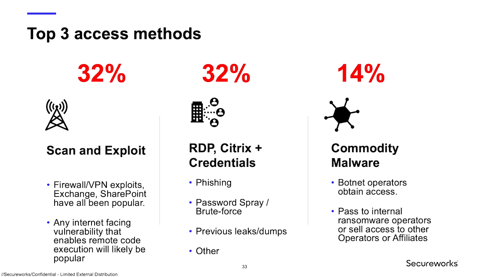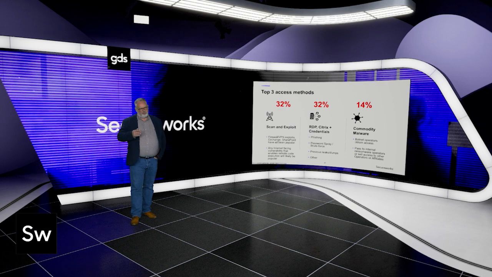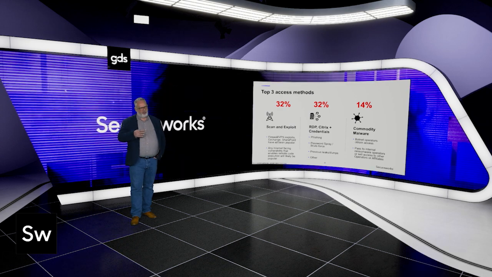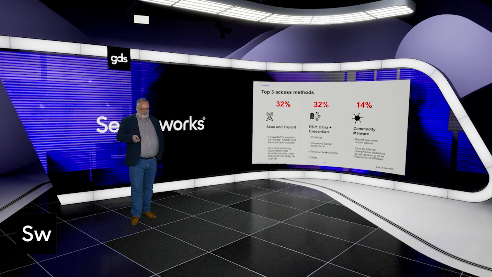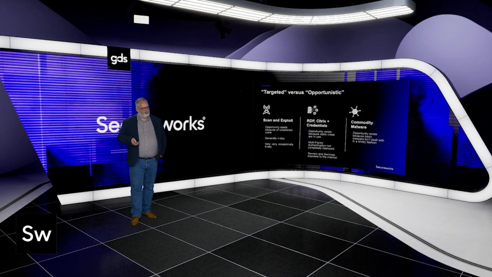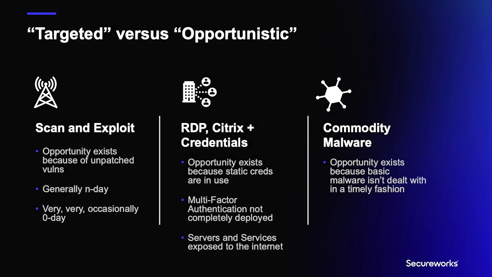And over the period of monitoring for this report, which is 12 months up until the end of June this year, we had roughly a third scan exploit, roughly a third credential replay, and a little over 10% on commodity malware. And these are interesting initial infection vectors because these are things that most security teams should be able to deal with. They also tell us something interesting in terms of the words targeted versus opportunistic.